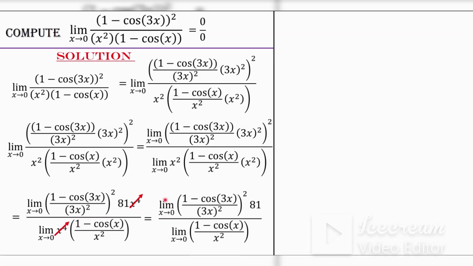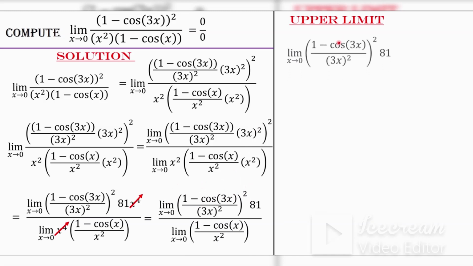That's in the numerator, we are going to be left with the limit as x tends to 0 of (1 minus cos 3x) divided by 3x squared, then all squared, times 81, divided by the limit as x tends to 0 of (1 minus cos x) divided by x squared. So let us first calculate the upper limit, that is the limit in the numerator. How then can we determine this limit?